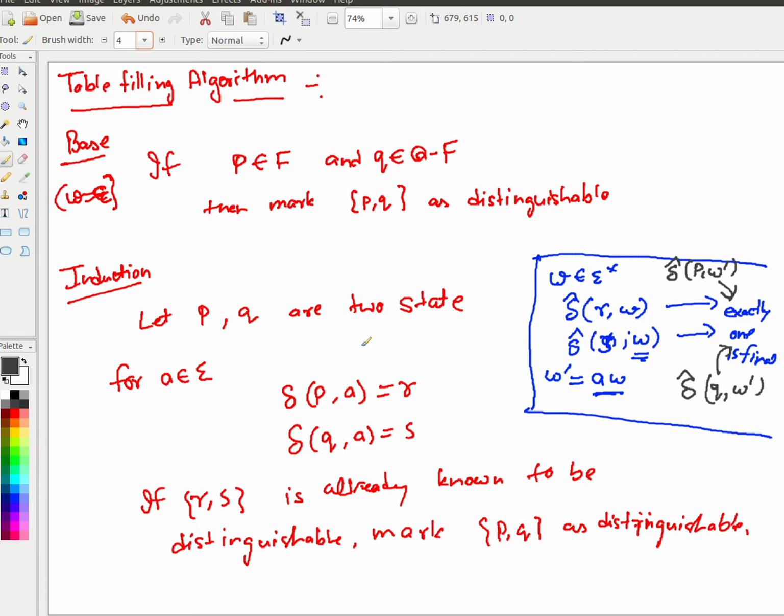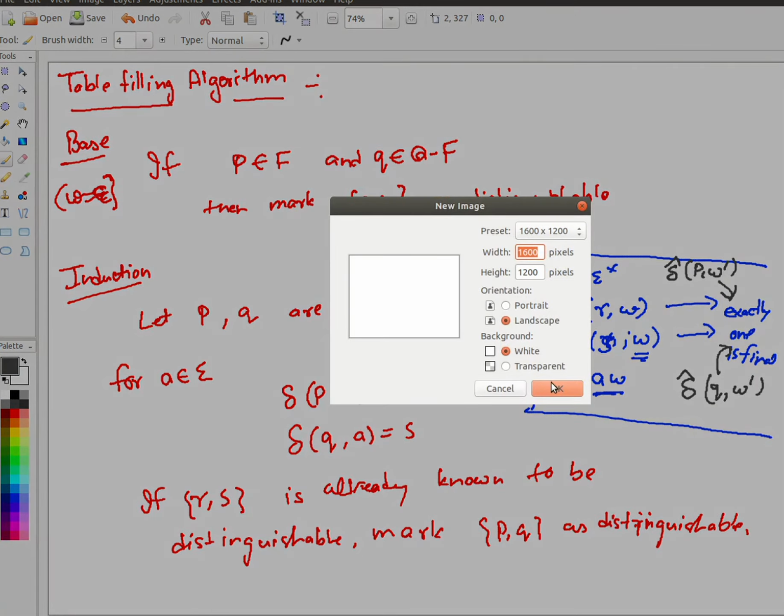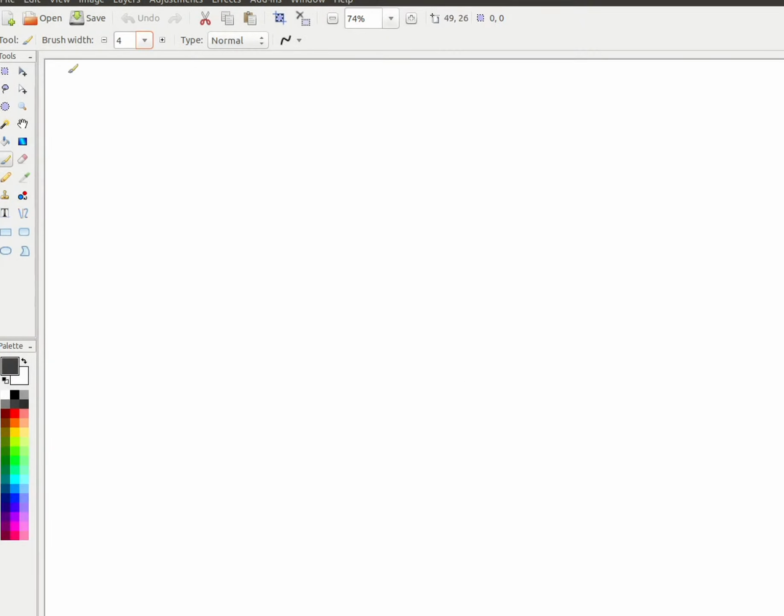So the algorithm is pretty much simple, right? Let us do a quick run of this algorithm on an example. Okay, so let us take a small DFA. It's given in the book.